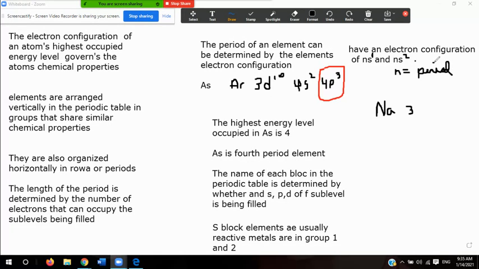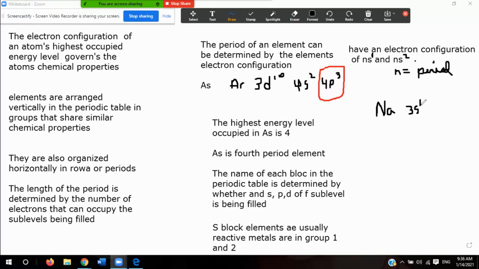So n equals the period, s is the sublevel. Sodium is in the third period, so it'd be the s sublevel, and the exponent just indicates whether it is in group 1 or group 2. In the case of sodium, it is 3s1 because even though it is in the third period, as indicated by the 3, it fills the S sublevel, but it is in group 1. So that's why sodium has an electron configuration of ns1.